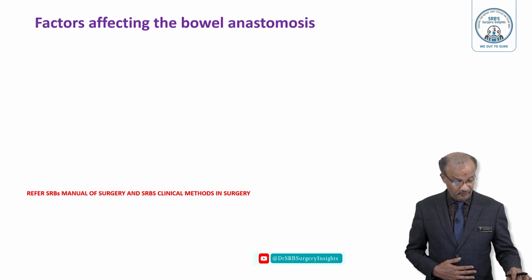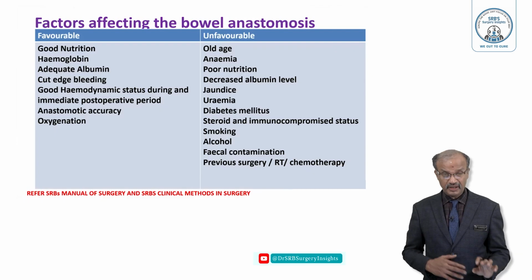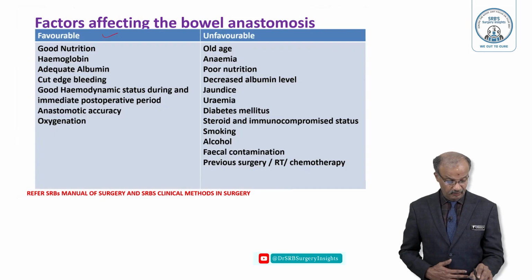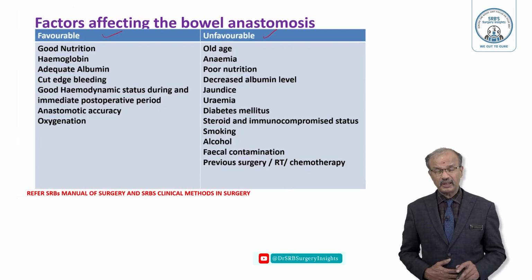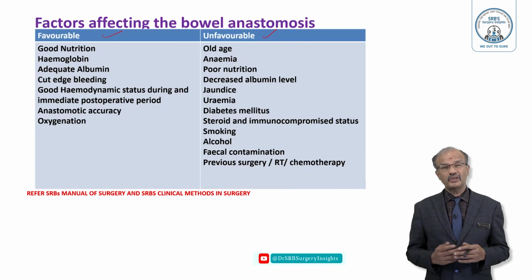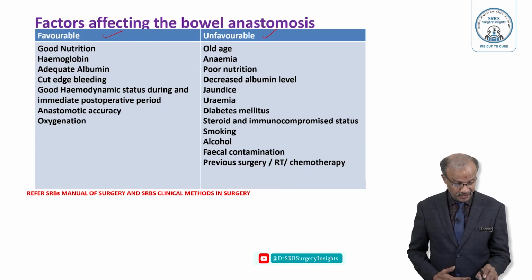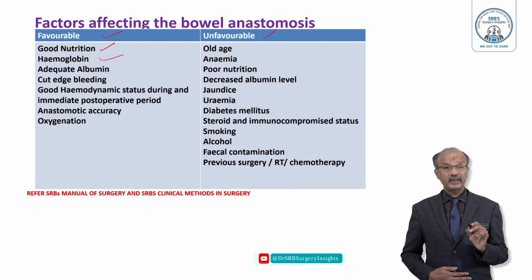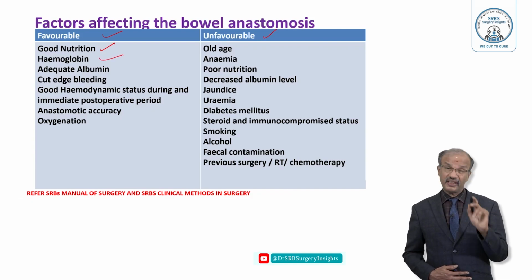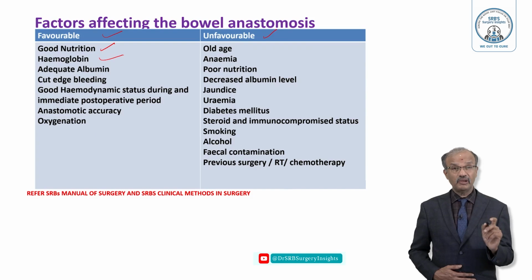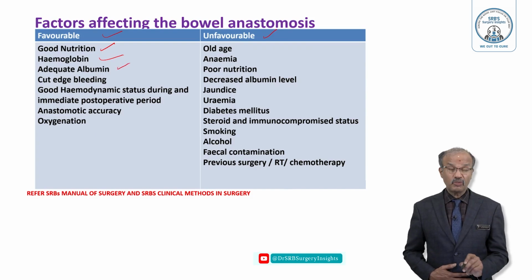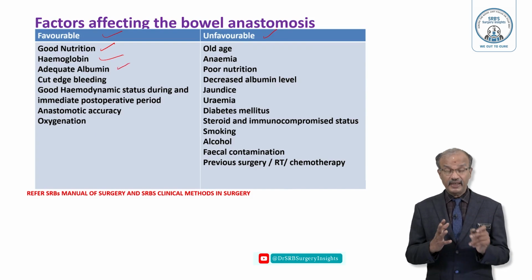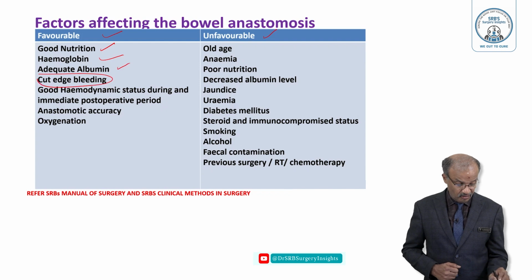Continuing, the factors affecting bowel anastomosis in a table. What are the favorable factors? What are the unfavorable factors? It's often asked as a short note. They will ask in viva. MCQ questions are important. Nutrition is the most important, especially albumin. Hemoglobin should be at least more than 10. Currently it is 8, but 10 ideally. If it is 10, we'll be very happy. Albumin should be more than 3 gram. Cut-edge bleeding is what all surgeons always look for.